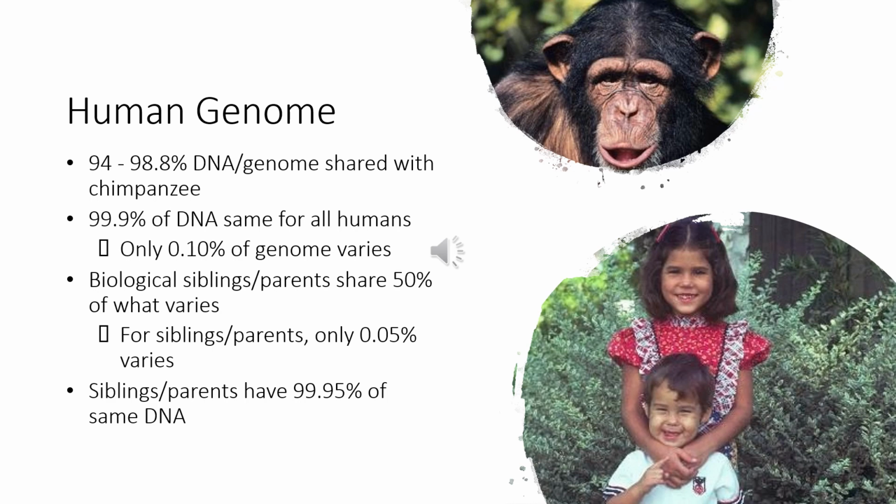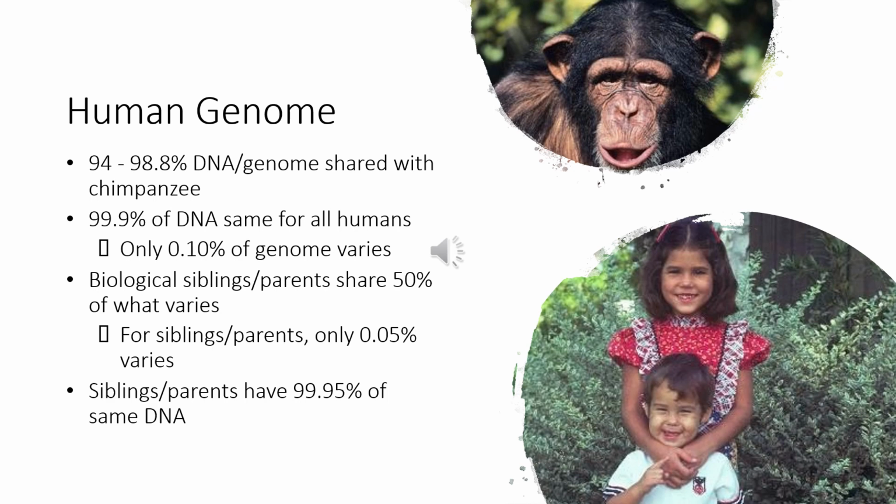Okay, so talking more specifically about the human genome, we share anywhere between 94 and 98.8% of our genes with chimpanzees, and I think somewhat similar rates with gorillas. That percentage is a range because it depends exactly on how you calculate it and how rigid you are in saying what's similar and what's not. In terms of comparing ourselves to other humans, 99.9% of the DNA is the same for all humans, so only 0.1% of the genome varies.